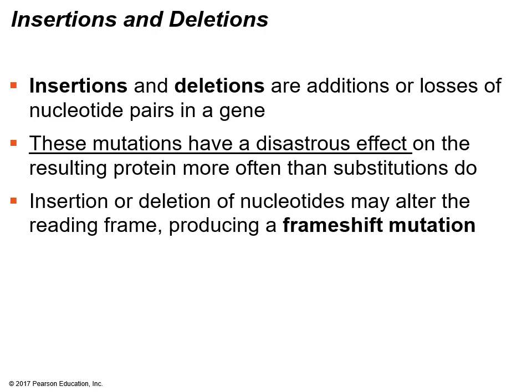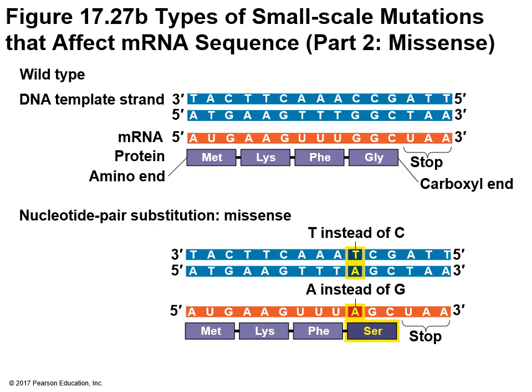Insertions and deletions are additions or losses of nucleotide pairs in a gene. These mutations have a disastrous effect on the resulting protein more often than substitution mutations do. This is because insertion or deletion of nucleotides may alter the reading frame, producing a frame shift mutation. So this is going to change the order in which we read the groups of codons. Before we get to the examples of deletions and insertions, let's take a look at a missense mutation.